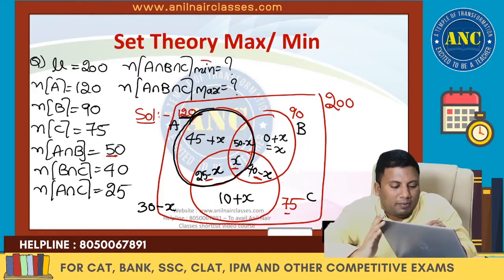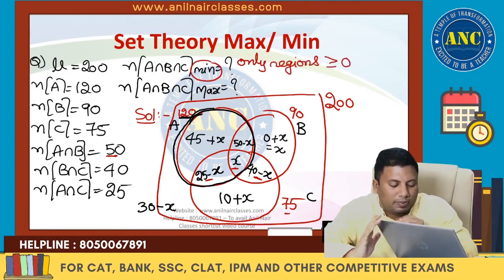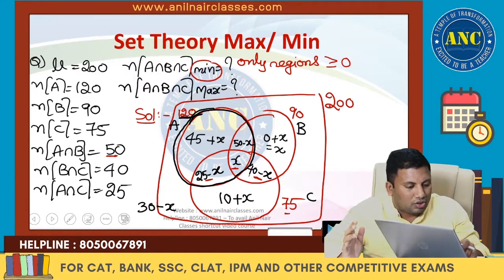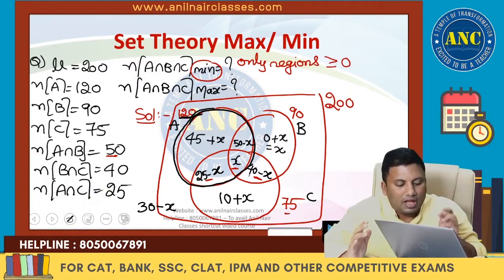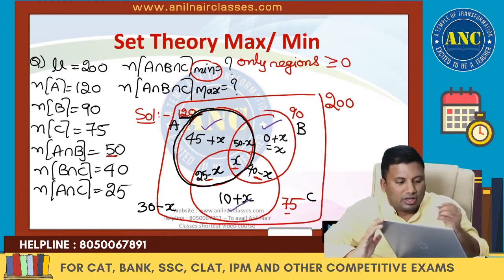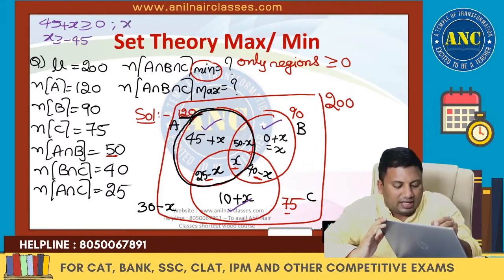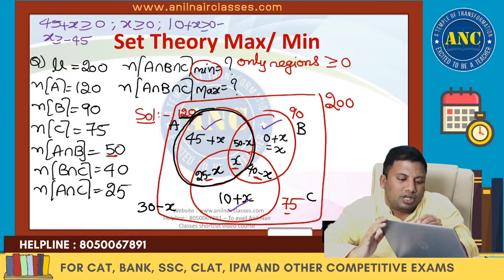To determine the minimum value, only regions should be greater than or equivalent to 0. What are the only regions? These are the 3 only regions. So 45 plus X is greater than or equivalent to 0, X is greater than or equivalent to minus 45. X is greater than or equivalent to 0. 10 plus X is greater than or equivalent to 0, which is X greater than or equivalent to minus 10.